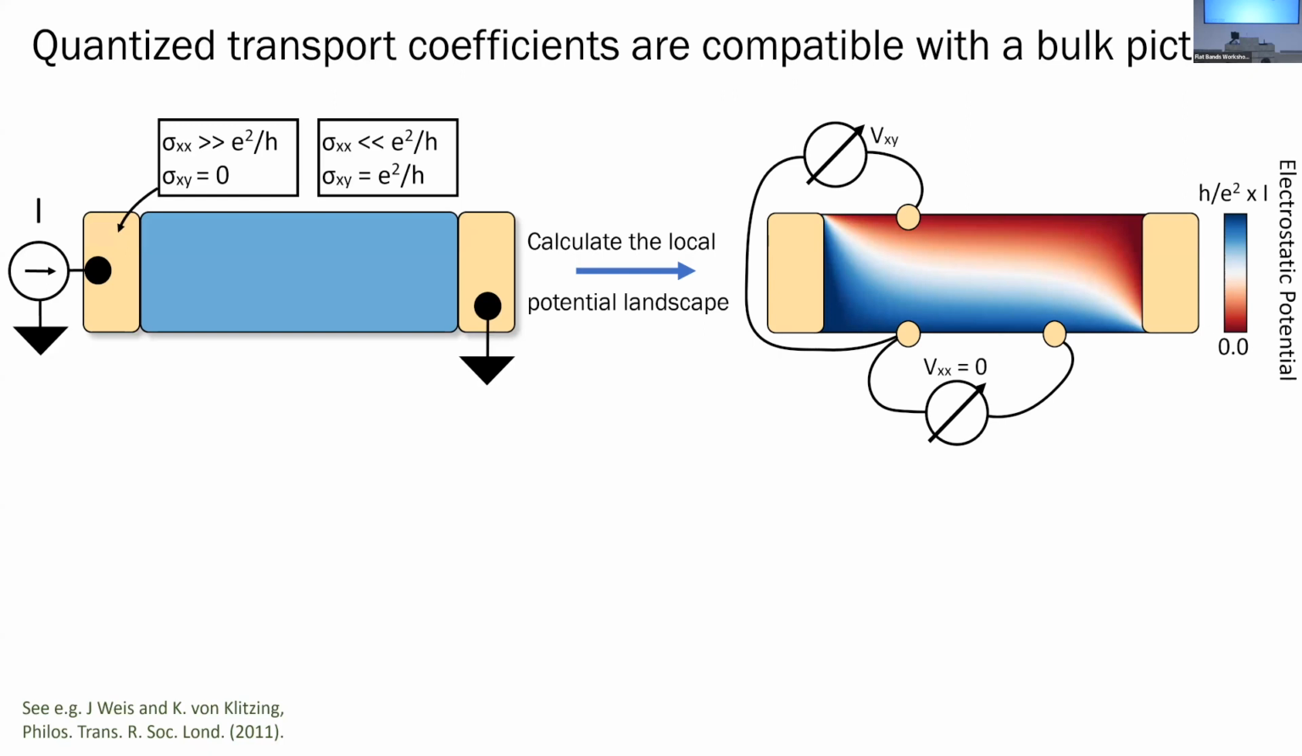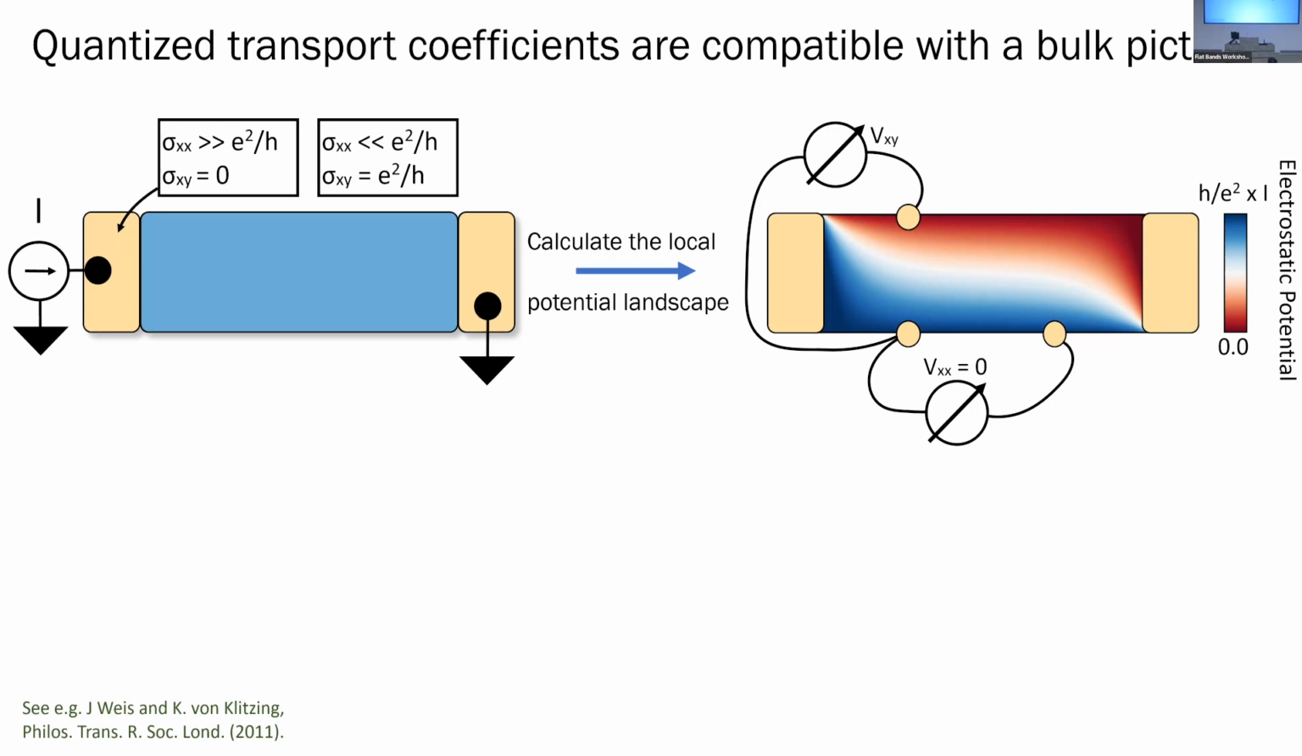Color-coded. And you see that along the sides of your Hall bar, you lie along an equipotential line. So you measure Vxx equals 0. And then you do get the appropriate voltage drop between the two sides of the sample that gives you an Rxy that's equal to h over e squared.